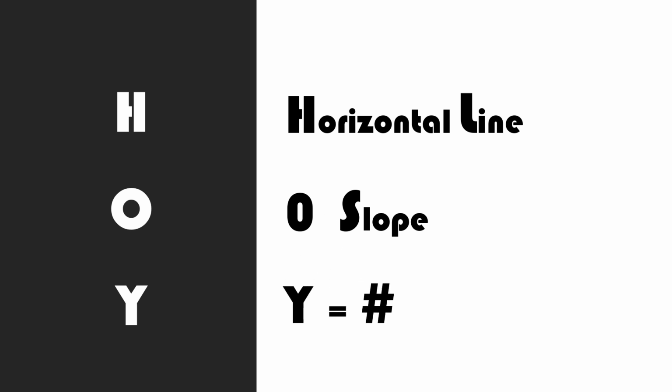Horizontal lines. I want to teach you the word HOY. H-O-Y. I know it's not a real word. Okay? But it's a little acronym to help you remember a few things. The H means you have a horizontal line. The O means you have zero slope. There is no slope when you have a horizontal line. And the Y means we will write every equation in the form Y equals. So horizontal line, zero slope, Y equals equation. That's HOY.